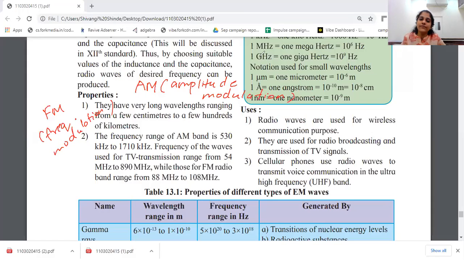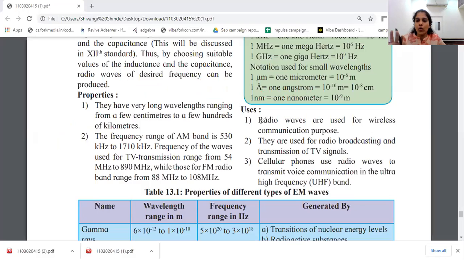Some of you know the full form, very good. But what is this modulation? If you don't know, don't worry, I'll explain that. Not today, it will consume a little bit of time, so I'll explain that next time. But you have to remind me, okay?